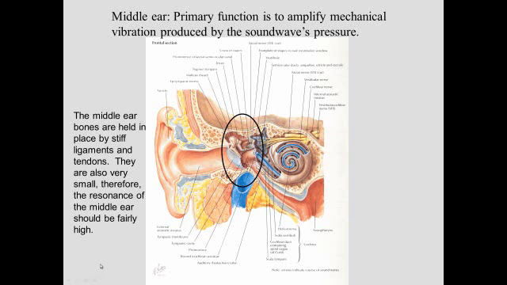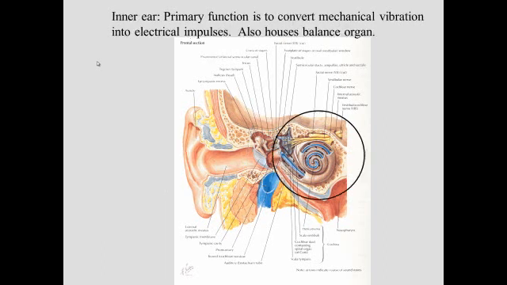The other thing about this middle ear space is that these bones are held in place. These are three middle ear bones that we'll look at in much more detail in a little while. Those bones are held in place by little ligaments, little pieces of tissue that are very stiff and that suspend the middle ear bones from the walls of the middle ear space. Because those bones are very low mass and these ligaments are very high stiffness, we would expect that the middle ear would have a fairly high resonance frequency, which it does.